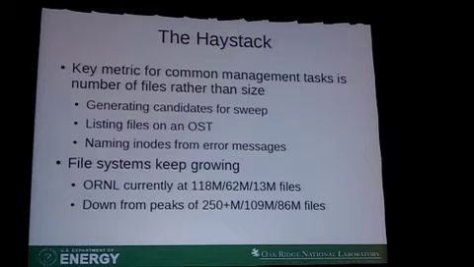Generating candidate lists for sweep, depending on your center, you may have different policies for that, but for us, we have a 2-week sweep period, and if you haven't touched your files in 2 weeks, we're going to move them off the system, give us some room to keep going. Listing files on an OST when you need to rebalance your OSTs, or you've got a bad one that we've had some problems on. We want to see which files could possibly be affected by any trouble we might have had. And then naming inodes from error messages. Sometimes you get an error message and you need to know, what file is that?